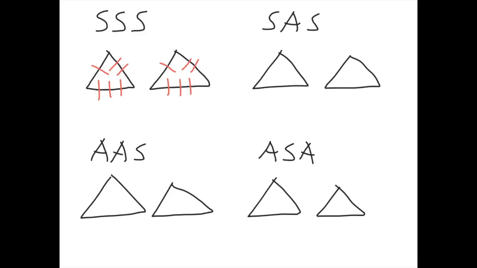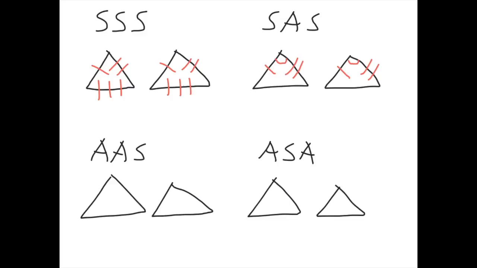Next we have side, angle, side. That's where you have a side congruent to another side, and then an angle congruent to another angle, and a second side congruent to a second side. The big part of this is that the angle has to be in between the 2 sides. So you look at the 2 sides that are congruent, it must be the angle that touches both of those sides.